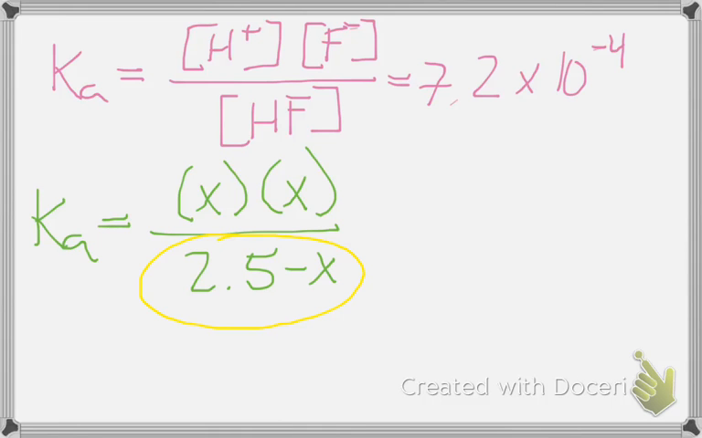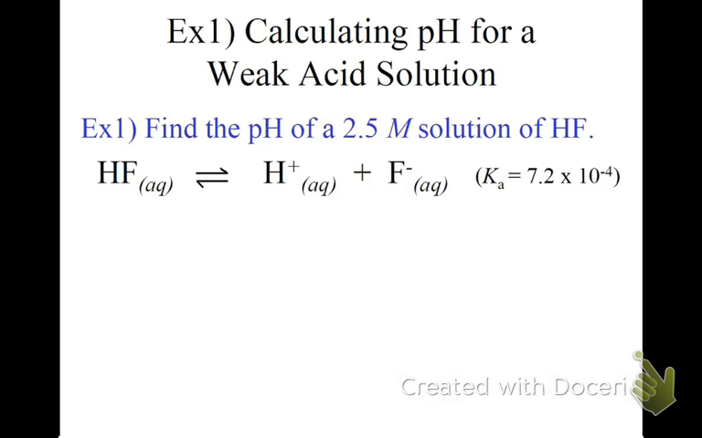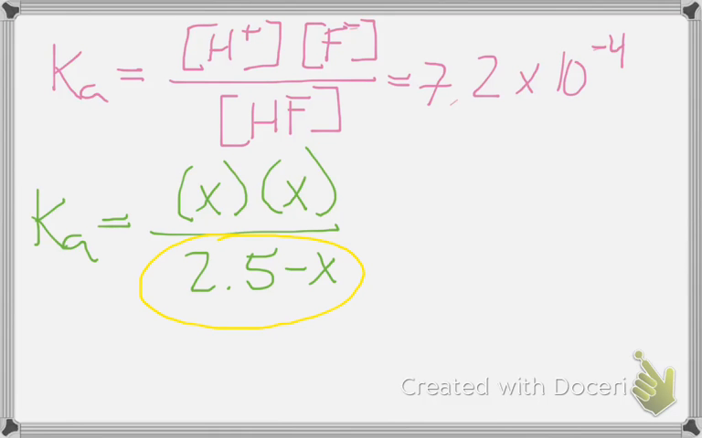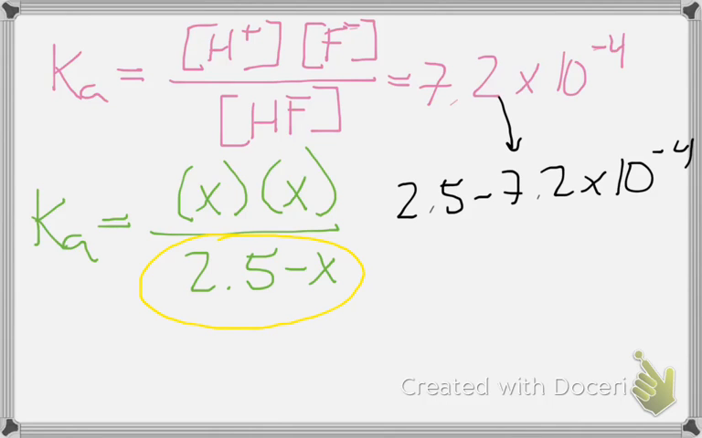And the way you test that is by taking the value that you have for Ka and plugging it in for x. So if we take then 2.5 and subtract from it the 7.2 times 10 to the negative fourth, and if you plugged it into your calculator, it still equals approximately 2.5. So really, this minus x doesn't matter, and we can take it out of there. It's going to make the equation a lot easier to solve.